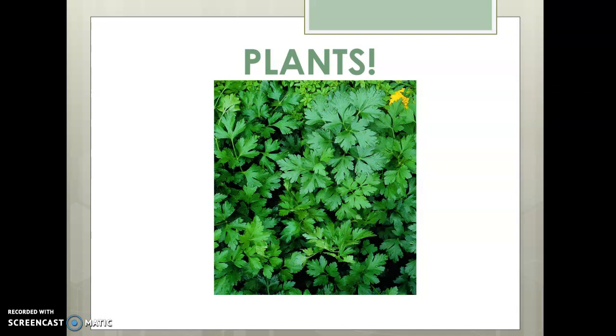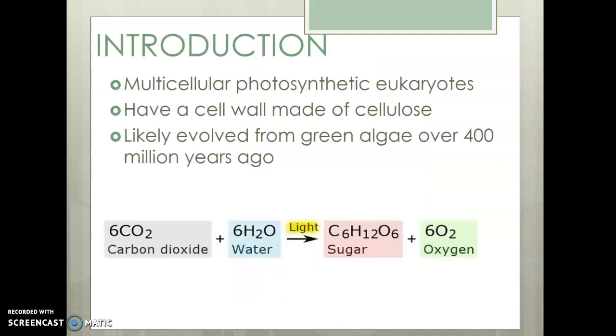This week we're doing an introduction to the plant kingdom. So plants are multicellular photosynthetic eukaryotes, which means they all have a nucleus in their cells. Plants have a cell wall around their membrane, which is made of cellulose. Cellulose is an organic compound that makes plants really strong. Their stems, their roots, everything is strong in a plant.